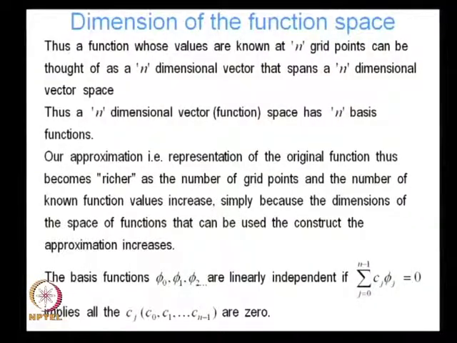The basis functions phi 0, phi 1, phi 2 are linearly independent if the linear combination is zero only if all of the coefficients are 0. So these functions phi j are linearly independent if I multiply all those phi j's with some arbitrary constants, and if the sum turns out to be 0, then each of those constants has to be 0. What does it basically mean? It means that I cannot express any one of those phi j's as a linear combination of the remaining phi j's.